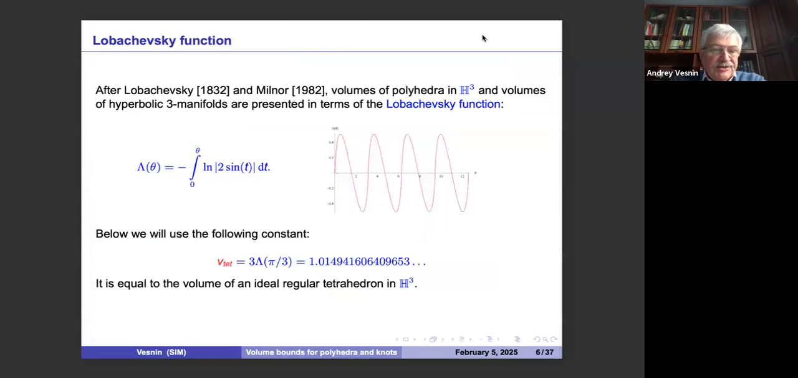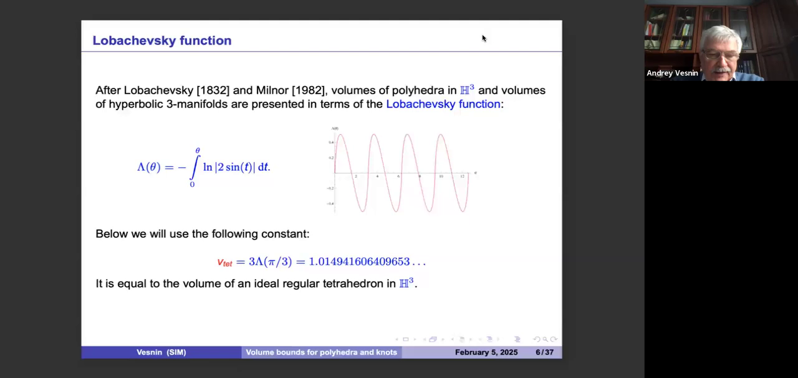I just recall that in hyperbolic geometry, to express volumes, we use the Lobachevsky function, as called by Milnor, and it's presented here. It's a kind of logarithm, and you see the picture of this function, and it's very useful. I will use a few constants related to values of this function. For example, if you consider the Lobachevsky function calculated at pi over 3, you'll get something like that, just the first digits.